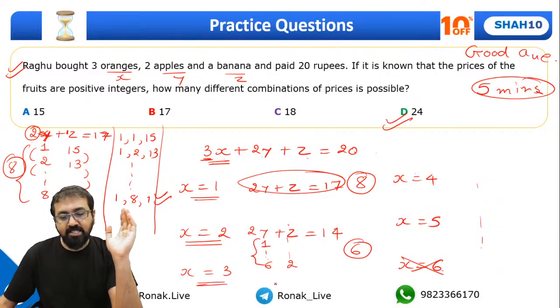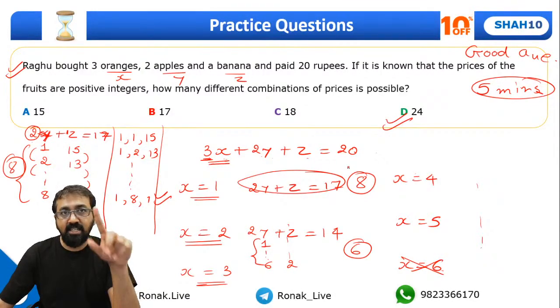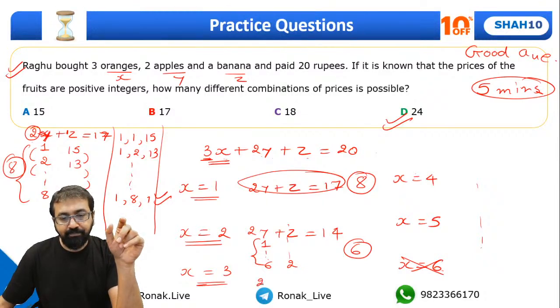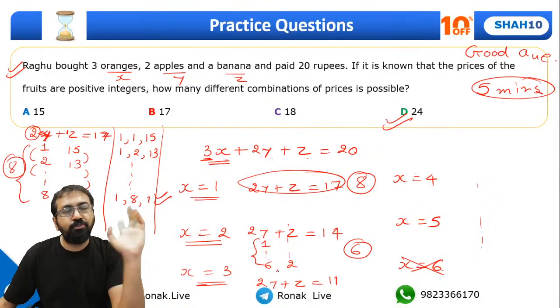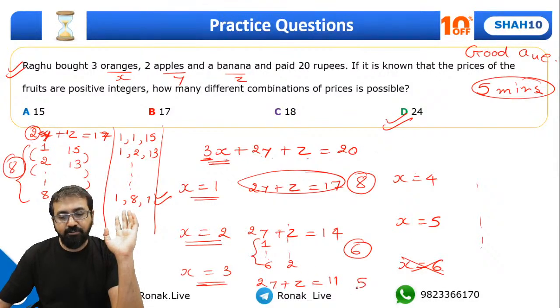Same way, when you take X equal to 3, how many solutions will you get? 3 into 3, 9. 20 minus 9 is 11. 2Y plus Z equal to 11. So what values of Y can we take? 1, 2, up to 5, we can take, right? So we will get 5 solutions over here.